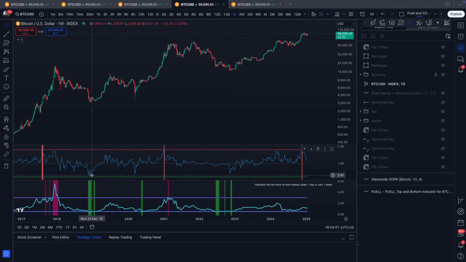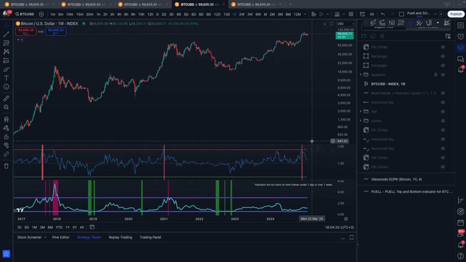When it comes down to the lower ranges, you can see the lower ranges. This was 0.97, down here was 0.96, so very similar. You get the bottoming phases of the market. So this is a very good indicator to use for spotting tops and bottoms.